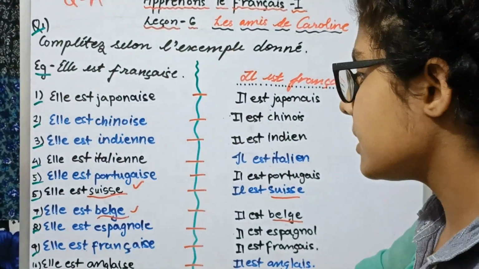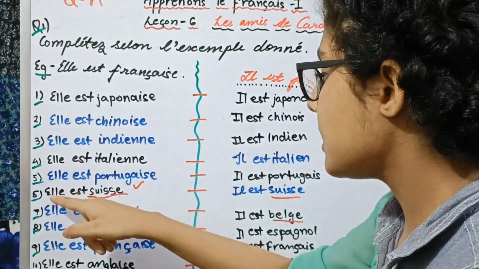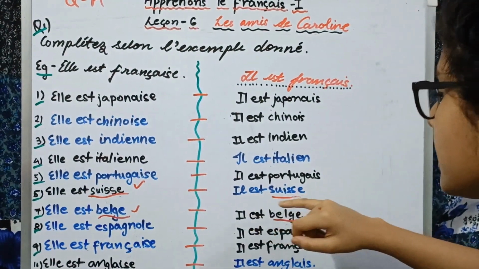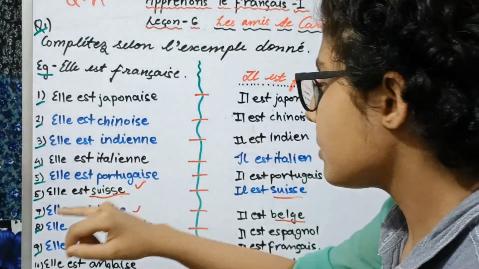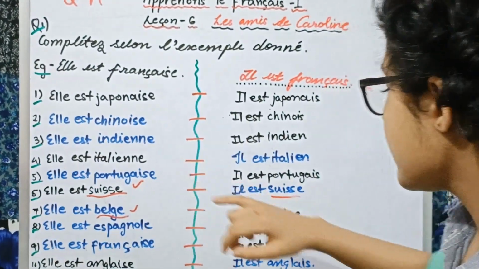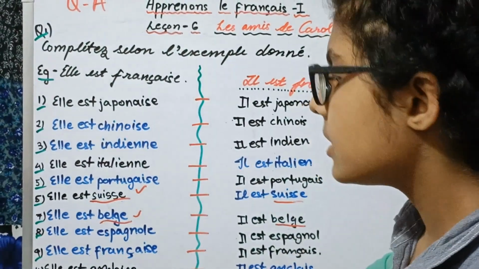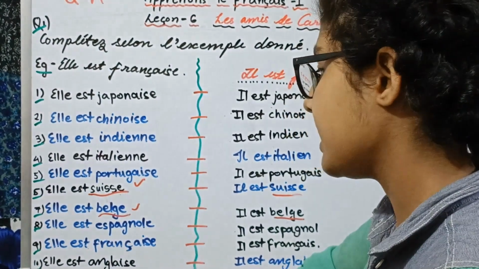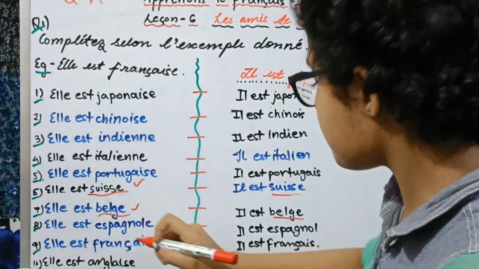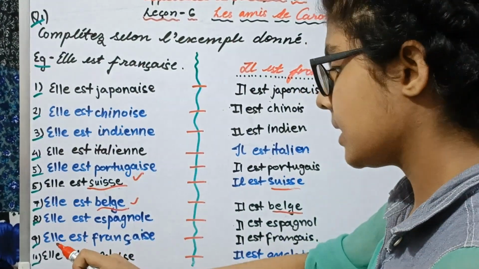So we won't be putting pressure on understanding them much, we'll just understand that Elle est suisse, she is from Switzerland, and il est suisse, he is from Switzerland. The seventh one is Elle est belge, she is from Belgium, and il est belge, he is from Belgium. Now the eighth part is from Spain. Elle est espagnole. She is Spanish. Il est espagnol. He is Spanish. Then we have the ninth one.